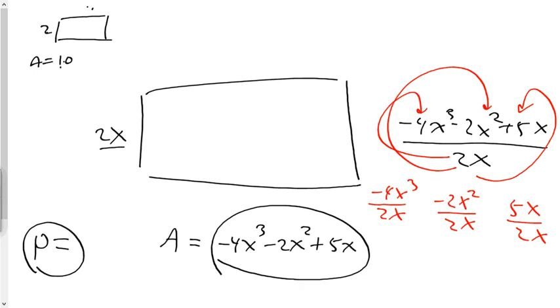And if we have all three terms divided by 2x and we divide the coefficients, you get negative 2, x cubed divided by x, x squared. Negative 2 divided by 2 is negative 1, or just negative. X squared divided by x is just x, or negative 1x. And 5 divided by 2 is 2.5, or a positive 2.5. And x divided by x cancel each other out.